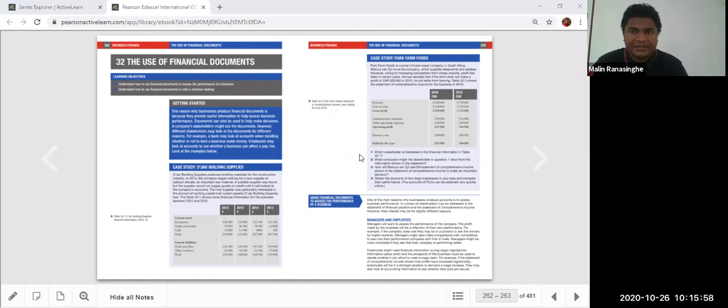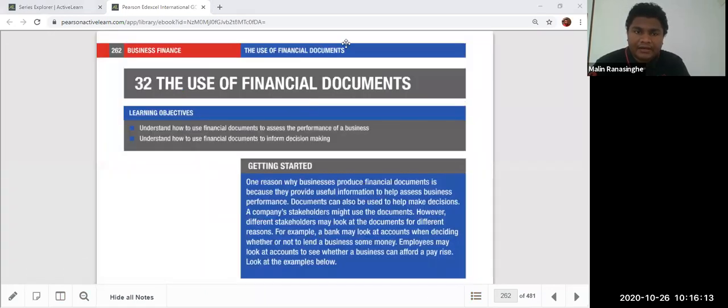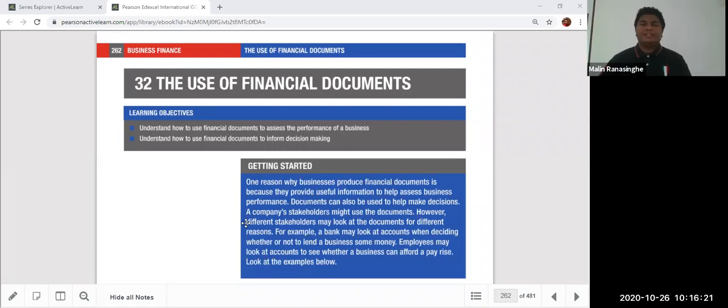Really important to manage them. So we have to find out who are the main users of these financial documents. So you can see this lesson. Mainly, in today's lesson, I'm going to teach you how the users of financial documents assess the performance of the business, and understand how they use financial documents to inform decision making. These are the things we are going to talk about today.